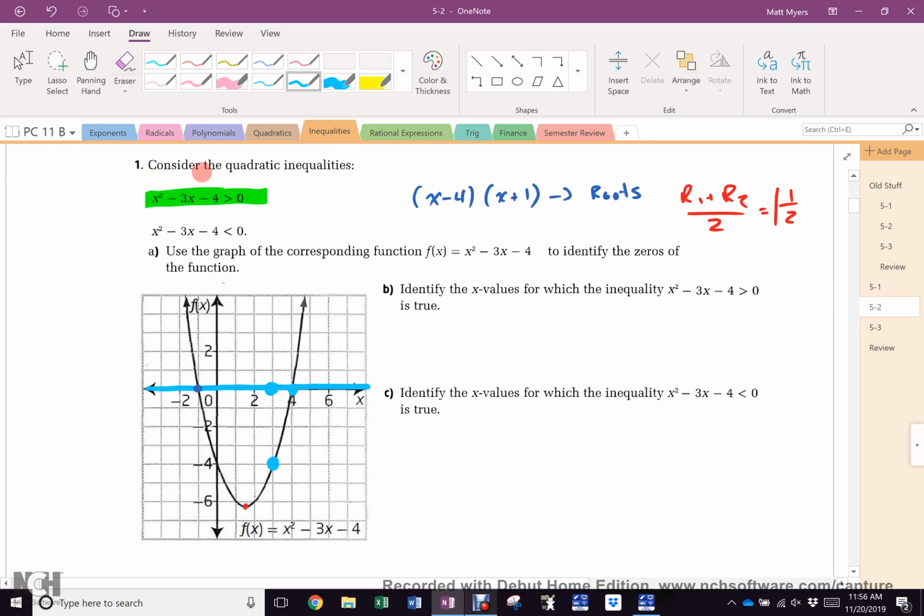Somebody give me another value. 1? Thank you, Henry. 5. When I input 5, what is my output value? 6. Is that greater than 0? So, I'll ask again. Where on this graph is the parabola greater than 0?